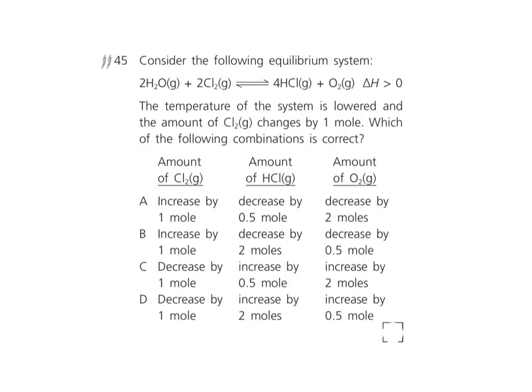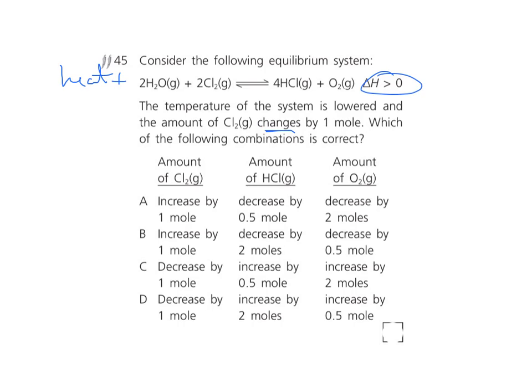Number 45, consider the following equilibrium system. We can see it's again endothermic, so heat on the left. The temperature is lowered and the amount of chlorine changes by 1 mole. The word change there, notice, is ambiguous. It doesn't tell me whether it goes up or goes down, but I do know it changes by a mole. Which of the following combinations would be correct?